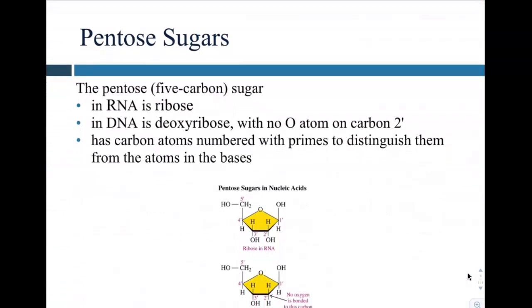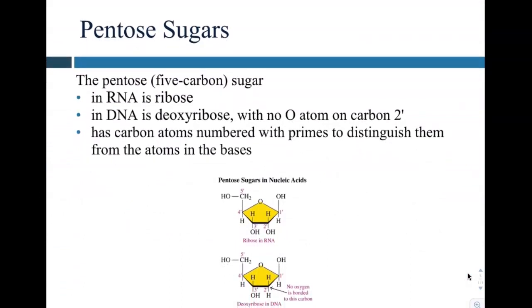The next part of the nucleic acid is a sugar, and it is a pentose sugar, which is a 5-carbon sugar. In RNA, the sugar is ribose, and in DNA, the sugar is deoxyribose. And the difference between the two is that there is no oxygen on carbon 2, hence the deoxyribose. And so your carbons are numbered with primes to distinguish them from carbons or atoms in the bases. So your sugars all have this prime number system.